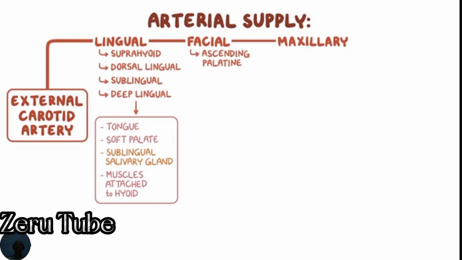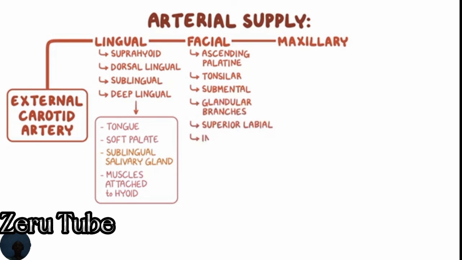The facial artery gives blood for structures through its branches: the ascending palatine, tonsillar artery, submental artery, glandular branches, superior labial artery, and inferior labial artery.